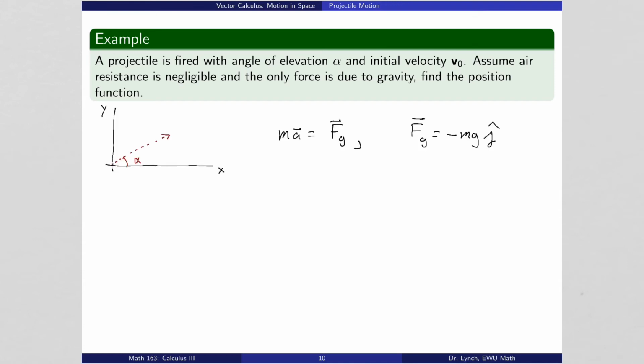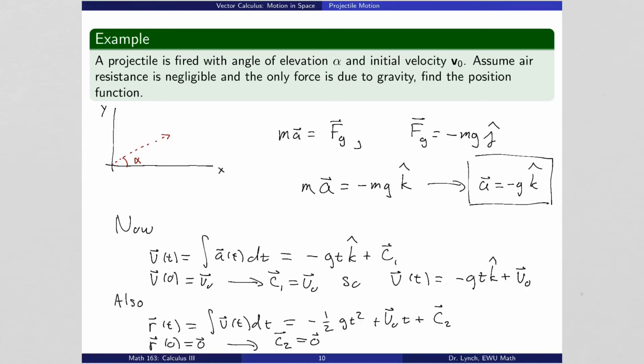So again, we'll apply the second law of motion. Says that mass times acceleration is the sum of the forces. In this case, the only force to consider is the force due to the acceleration of gravity. This gives us an equation for the acceleration. So here's that equation for the acceleration. The acceleration is just minus g in the k direction, so k hat. Now from that we can go ahead and find expressions for the velocity and the position.